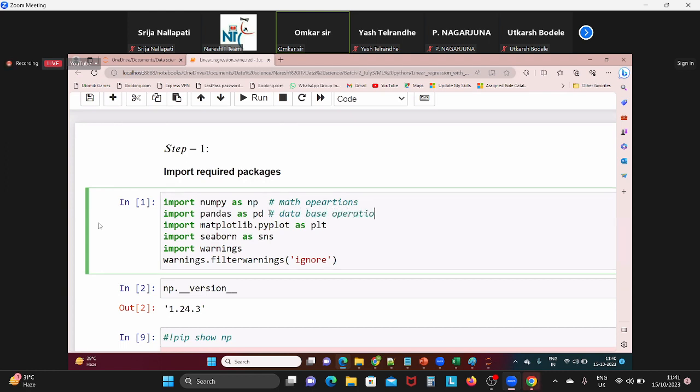Database operation. If you want to read the file, or write the file, or do some data operations, what package will you require? Pandas. And one more package is called matplotlib. This package is generally used for drawing diagrams, graphs, and plots.